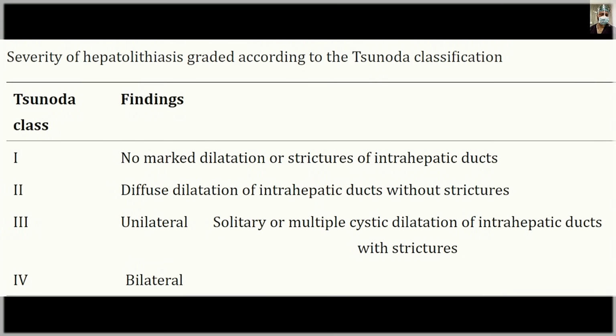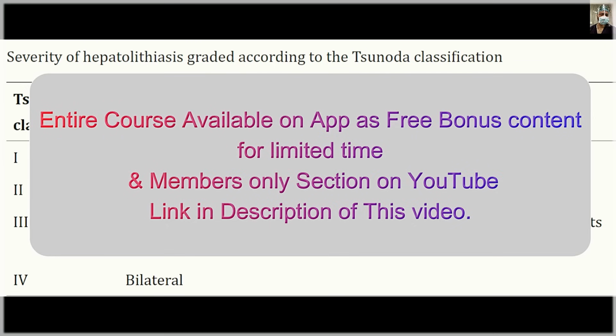Another important classification is by Tsunoda et al. And friends, these multiple classifications mean we don't have any one simple system to explain things. So there are multiple things. When we have one classification system which can explain all the etiology and pathology, then we'll have one. So for the timing, just remember the Tsunoda classification, type 1 to type 4.